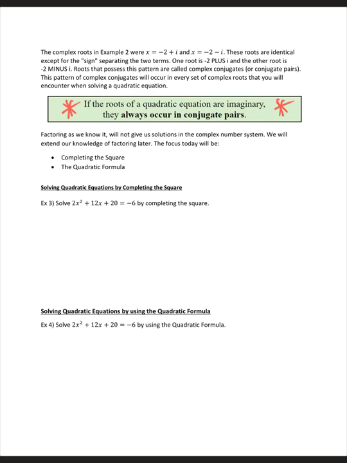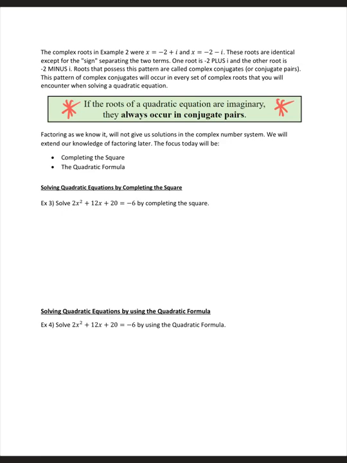Now, as I mentioned before, if we're solving a quadratic and it's got two complex or imaginary solutions, we will not be able to factor it as of now. So I wrote here, factoring as we know it will not give us solutions in the complex number system. We'll extend our knowledge of factoring later. For now, let's focus today on two methods to solve these quadratics, using completing the square and the quadratic formula.